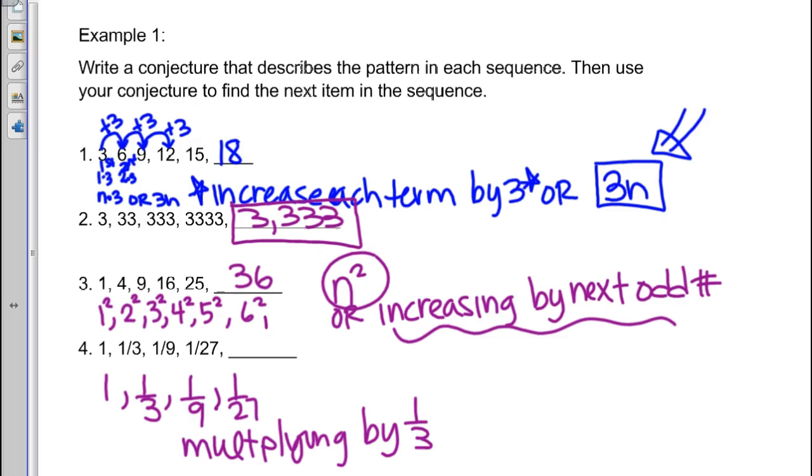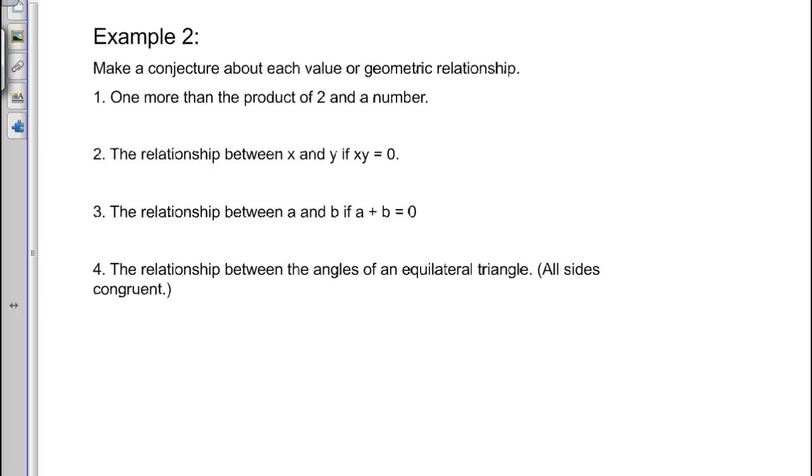All right, so 1/81st would be a good one for that one. All right, let's keep going. The next one: make a conjecture about each value or geometric relationship. 1 more than the product of 2 and a number.